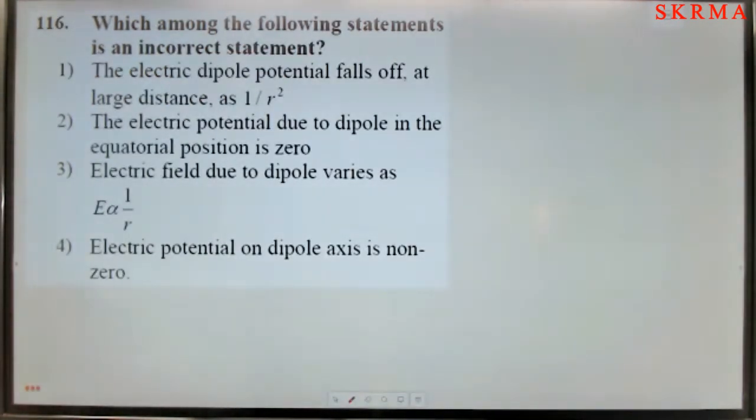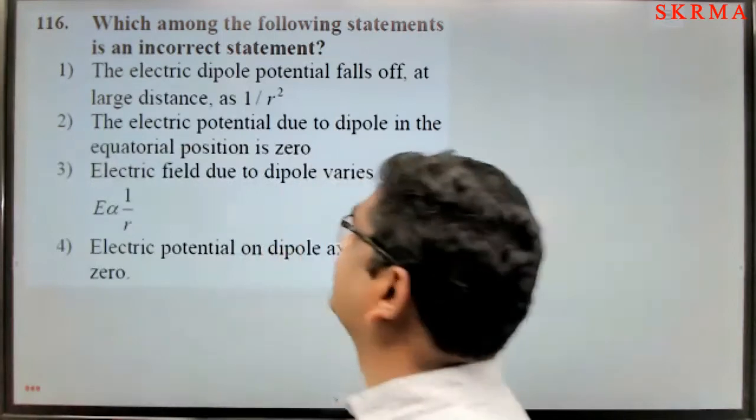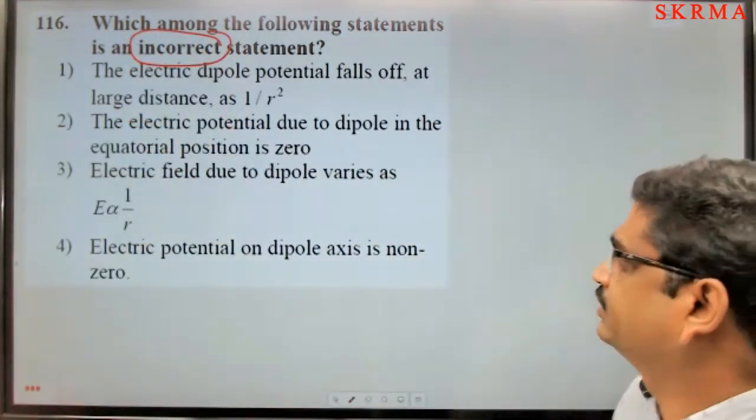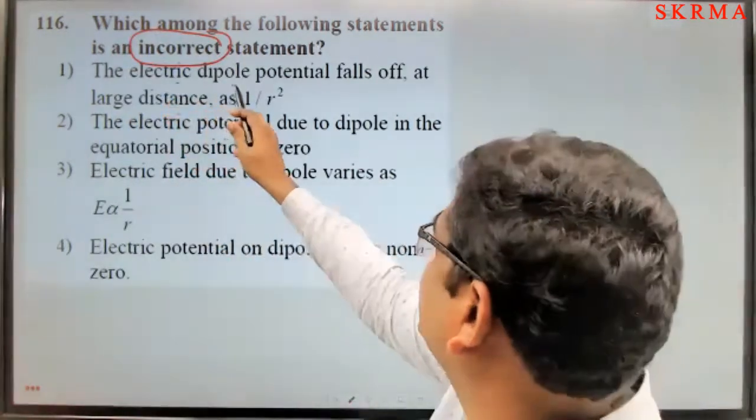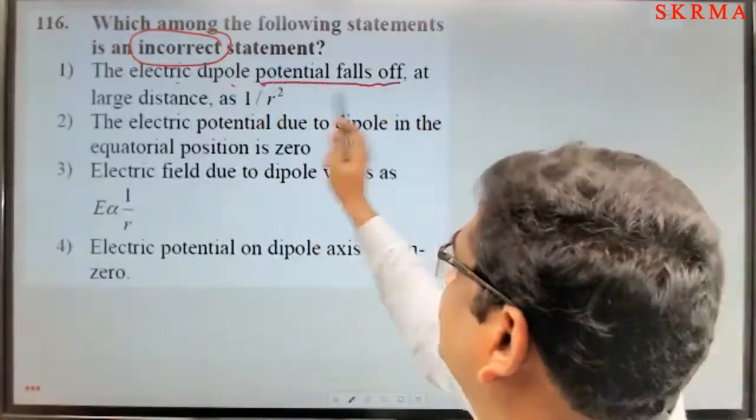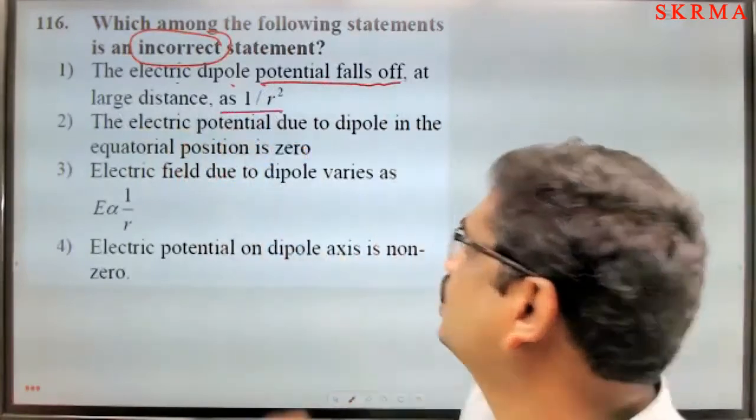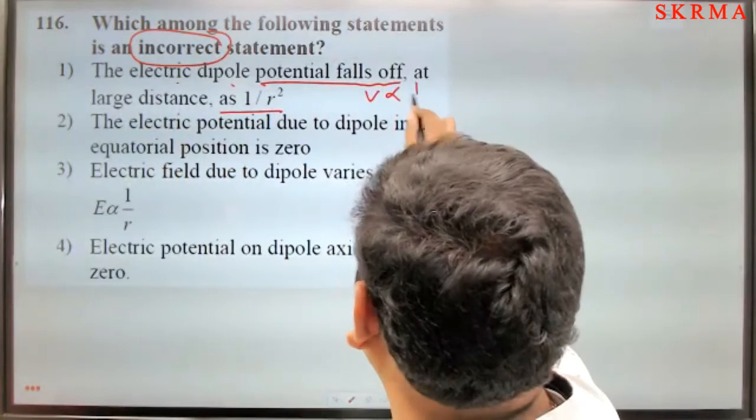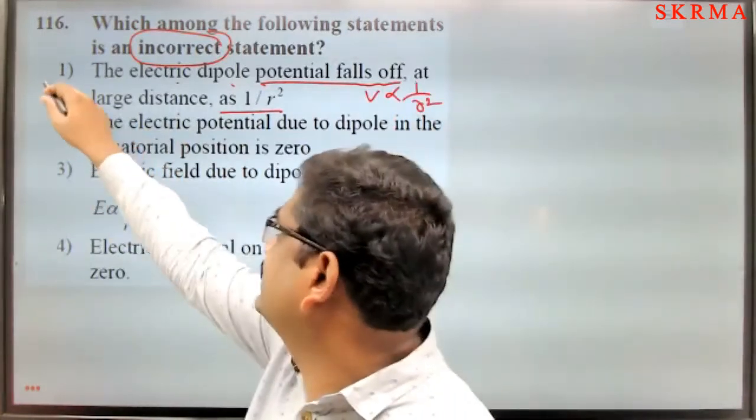Next. Which among the following statements is incorrect? You have to select the incorrect statement. The electric dipole potential falls off at large distances as 1 by r square. So potential is inversely proportional to r square. That is correct for a dipole.